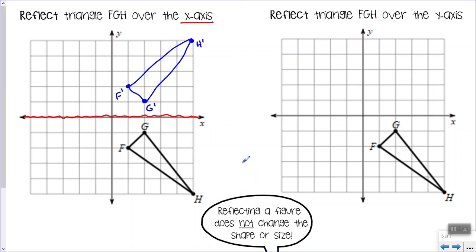Reflection does not change the size or the shape, but notice now my triangle is flipped over, it's facing a different direction. Go ahead and pause the video and see if you can reflect this triangle over the y-axis now. Alright, now we want to highlight our y-axis so we know where we're reflecting, and then for each point we count how many spaces to the y-axis, and then the same number of spaces past. Spaces to the axis, spaces past.